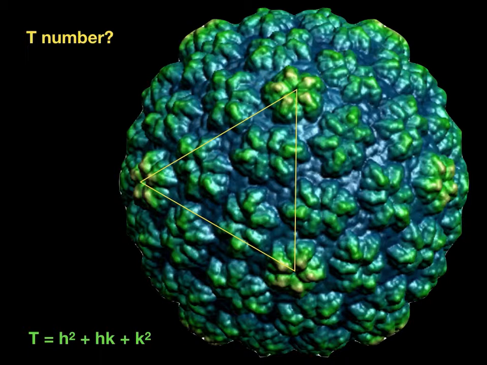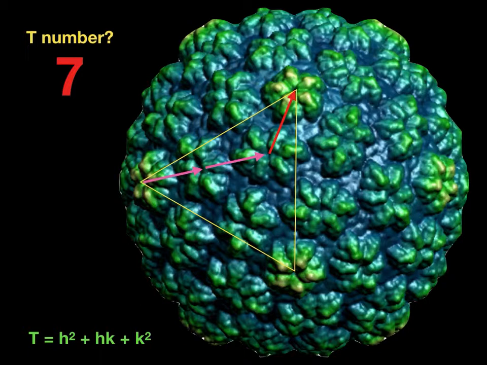Okay, let's make it easier. Now we have identified the pentamers. Now we have to navigate from pentamer to pentamer through the hexamers. So we're going to go through the center of each of the hexamers to find the next pentamer. We move one in this direction, the next one, and then one to the other side. Then this is going to be a T set.